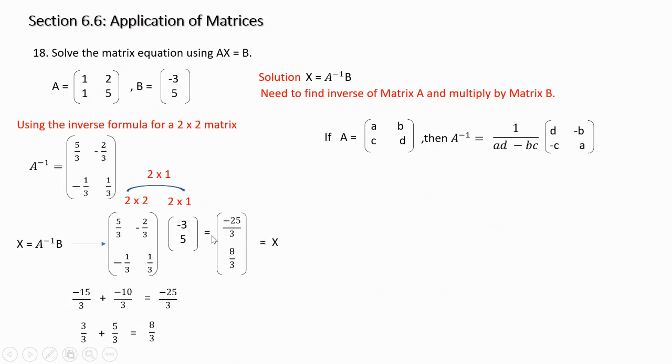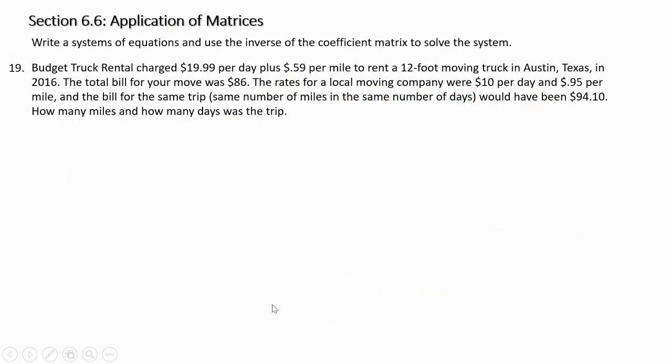Right, the x was this, this is the answer for x and y. The matrix x means this is matrix A, which means x equals negative 25 over 3 and y equals 8/3. Okay, now, how do we use this in a real life problem? Let's do it, and I believe this will be my last slide.